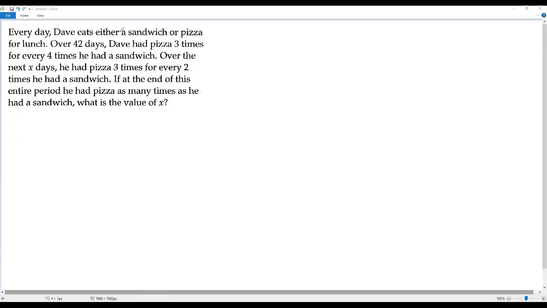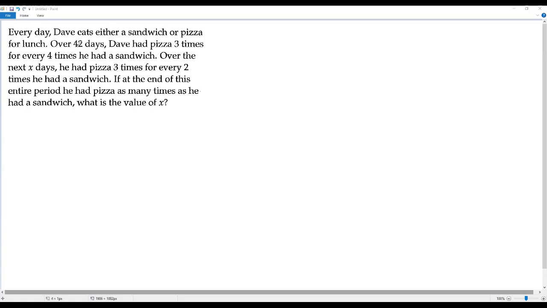Every day, Dave eats either a sandwich or a pizza for lunch. Over 42 days, Dave had pizza 3 times for every 4 times he had a sandwich. Over the next X days, he had pizza 3 times for every 2 times he had a sandwich. If at the end of this entire period he had pizza as many times as he had a sandwich, what is the value of X?